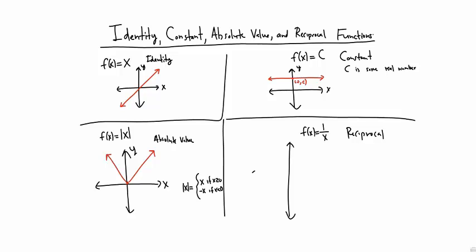And the reciprocal function. Its graph has two connected pieces, like that. So let's look at this absolute value function.